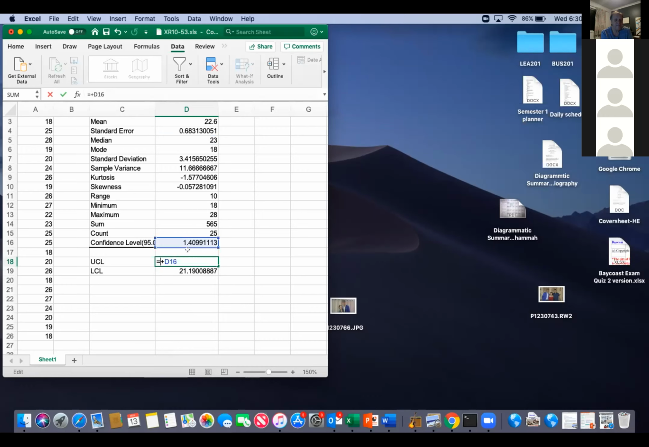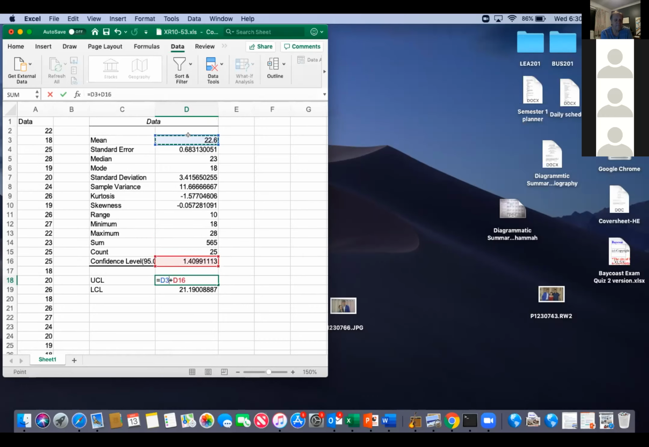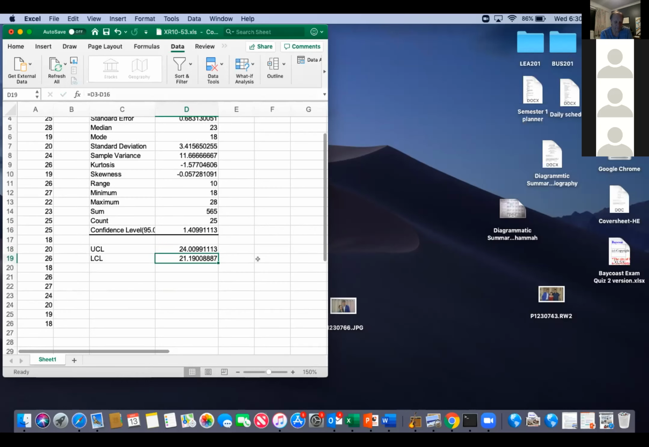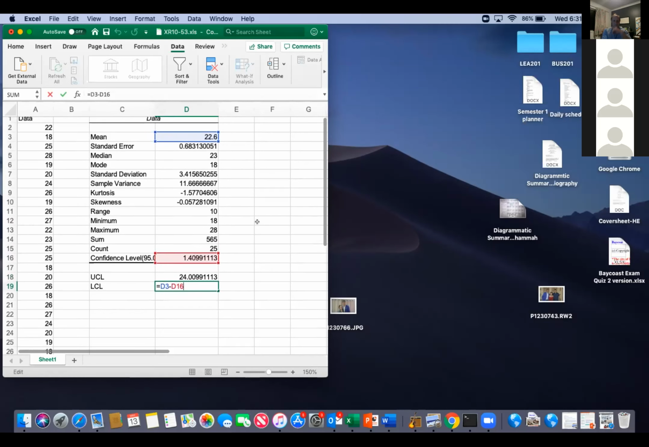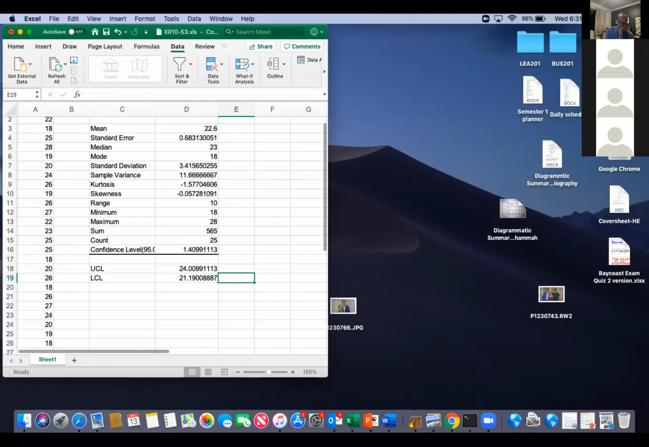Upper confidence level is 24.0099. Okay. Yeah. And the lower one is 21.1900. Okay. Double click on your D19. Yeah, that one you've done right. Okay. So how difficult was that? Not very. It's easy. Okay, but my question is, do you really understand what it means? Okay, stop your share.